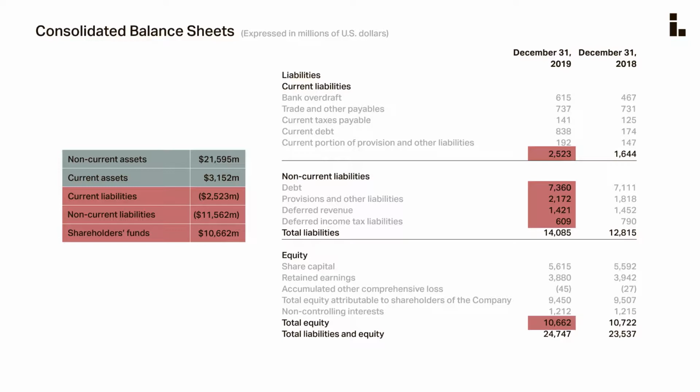So First Quantum has total liabilities of $14.1 billion, being $2.5 billion, which is due to be paid within the next 12 months, and the remainder, $11.6 billion, being due at some point in the future.